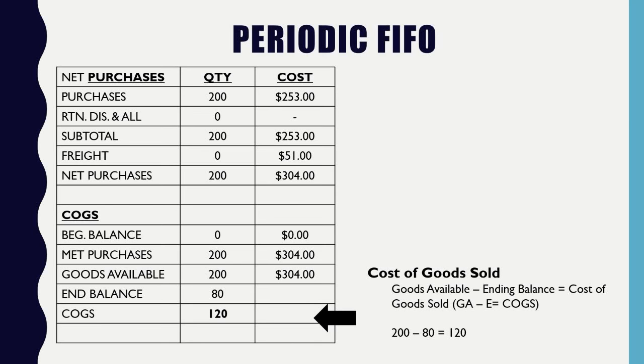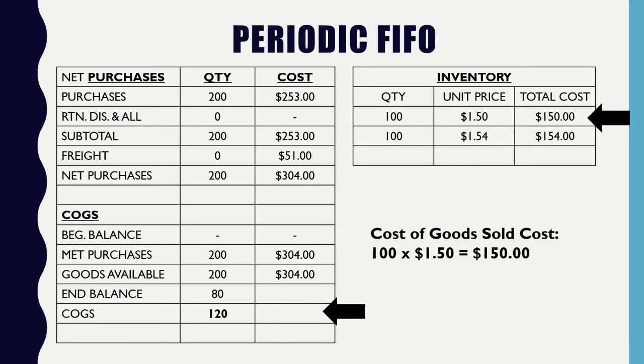All right? So then this is where FIFO is going to come into play. Right now, I have two batches of inventory. I have the first batch that I purchased on June 1st for 100 items at $1.50. And then I have my second batch of inventory that I bought on June 11, which was a total of 100 units at $1.54.